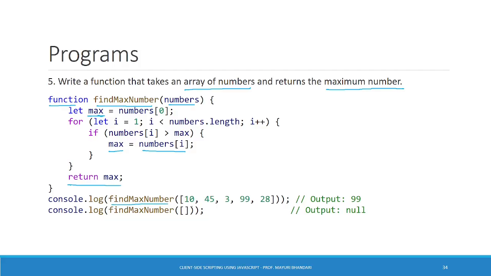Then we are calling the function and we have passed here an array and we'll get output as 99. But if I pass an empty array, the output will be null because there are no numbers in the array. Max will be assigned with null and it will be returned.